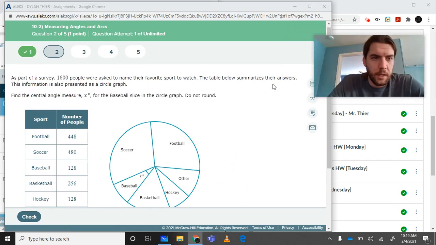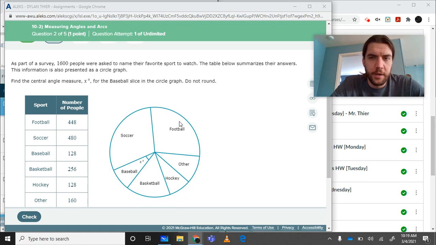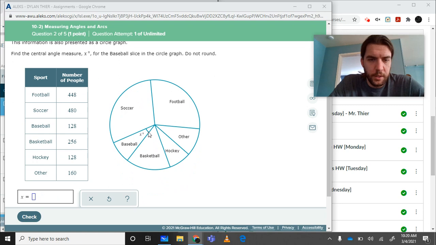And question 2 here, it says, as part of a survey, 1,600 people were asked to name their favorite sport to watch. The table below summarizes their answers. This information is also presented as a circle graph, so it's like a pie chart. Find the central angle measure X for the baseball slice of the circle. So we just want to say, what is the angle here?